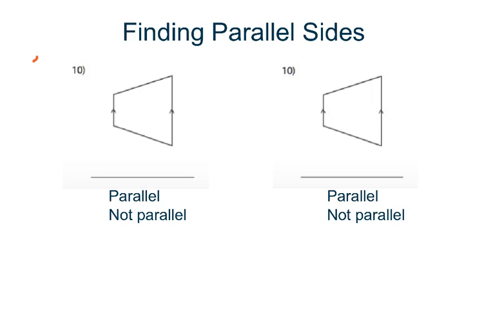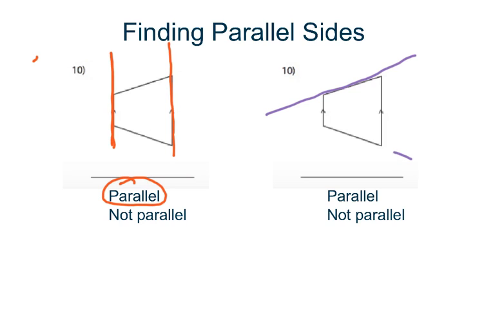So let's look. When we do this, we're always talking about opposite sides. So if I draw a line on this side, what's the opposite side? This one. So you're saying if these sides kept going, would they ever touch? No, they're not going to touch. So these are parallel. Let's try the other opposite sides.